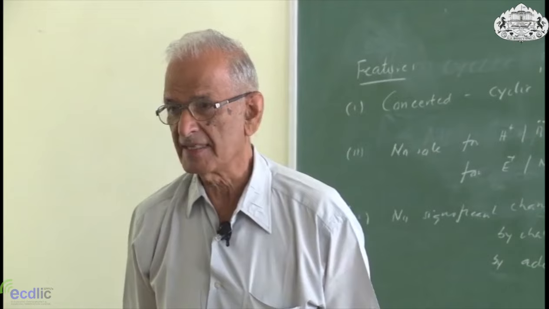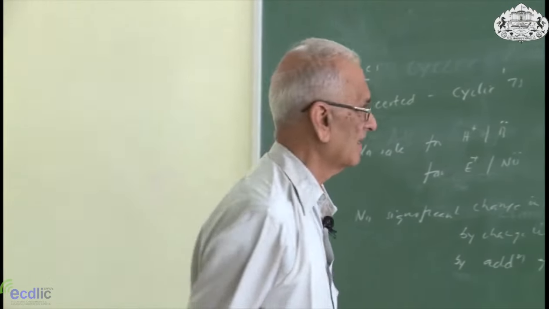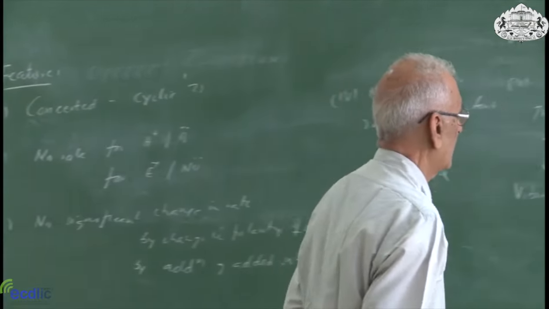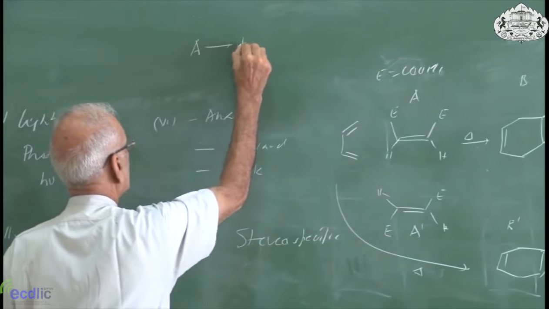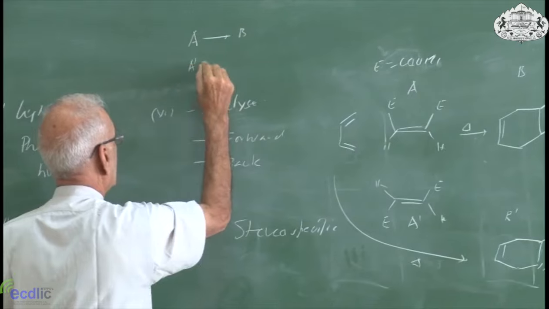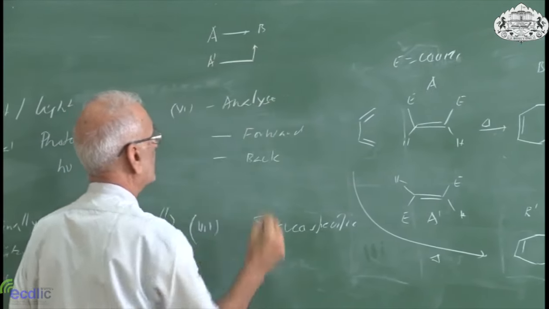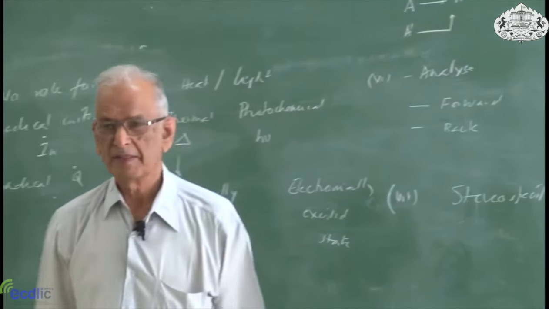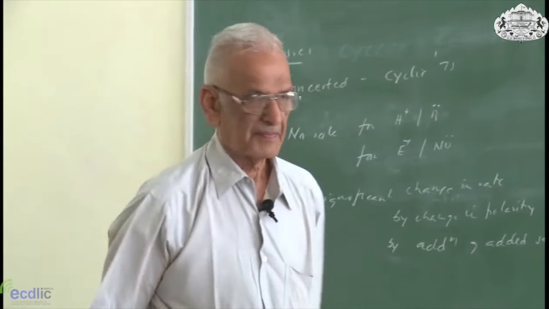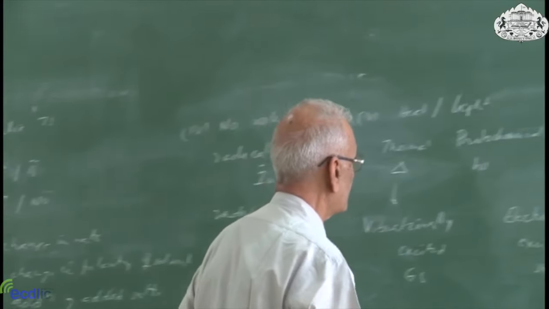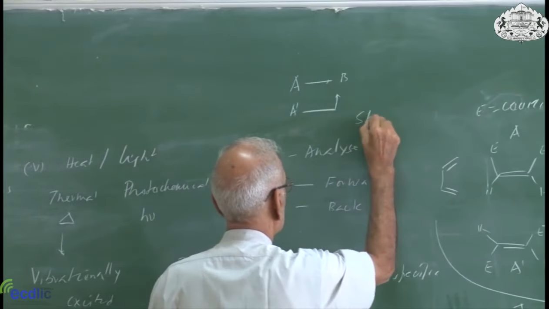That is then called a stereospecific reaction. If I have a reaction like this, A gives me B, A dashed also gives me B, even though there is another isomer B dashed, then we call this reaction stereoselective.